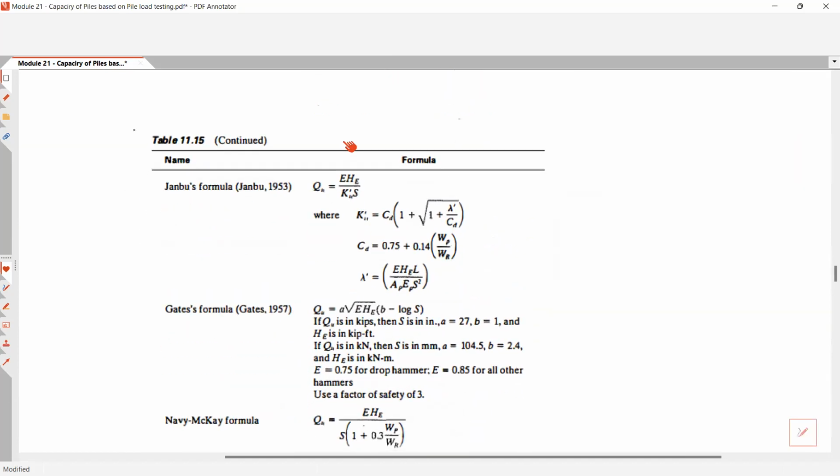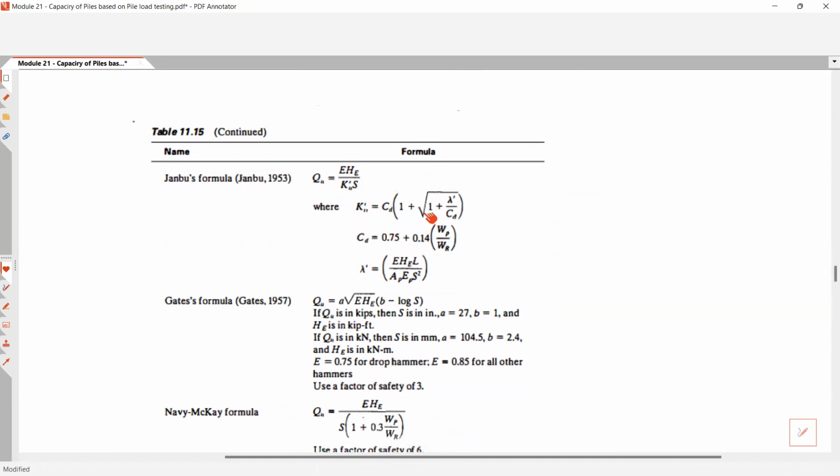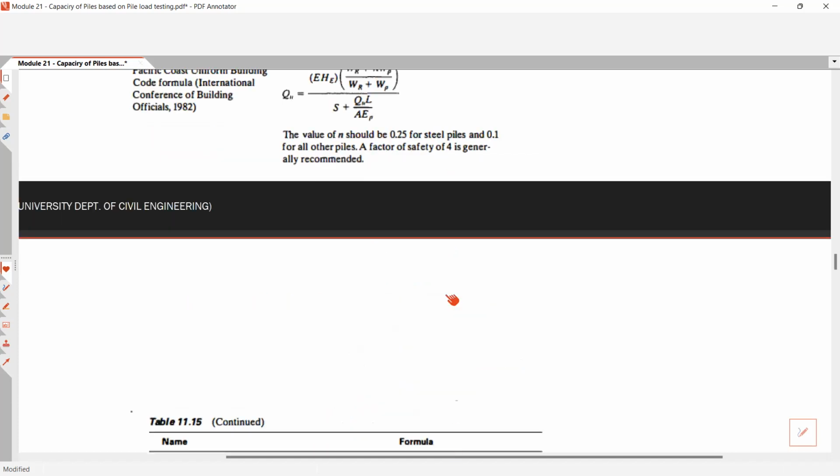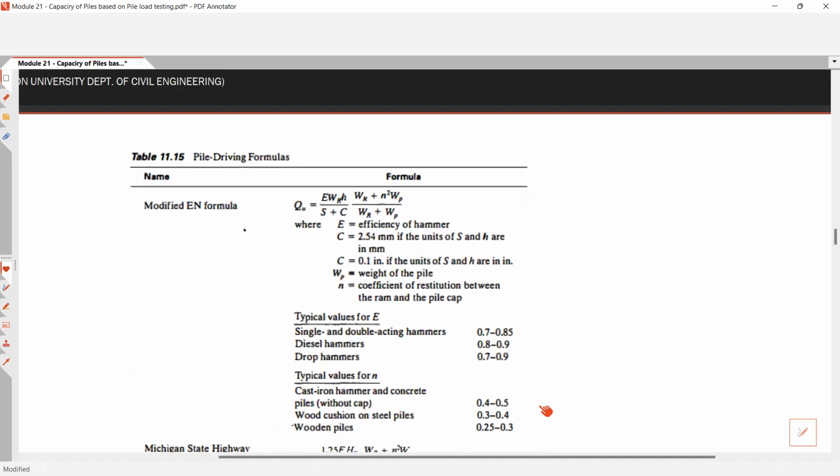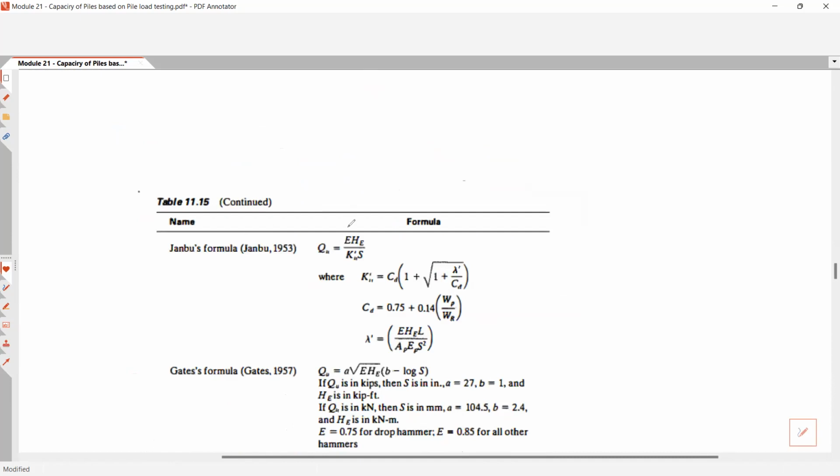Okay. For the Janbu's formula. Okay, so this one. Okay, so we have the ratio of E HE over K prime of U times S, or the average penetration. Okay, yung K prime of U is a factor given by this equation. Okay, and yung lambda prime is given by this equation. Okay, so again, lahat ito is given na. Okay, and this one is yung weight of pile and weight of ram. Okay, and use this K prime of U. Okay, yung E dito is the same dito all throughout. Ito yung efficiency of your hammer.